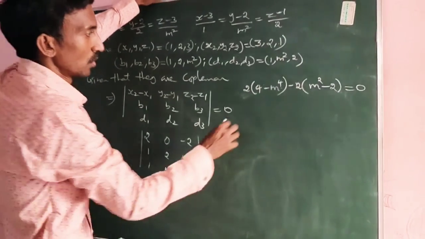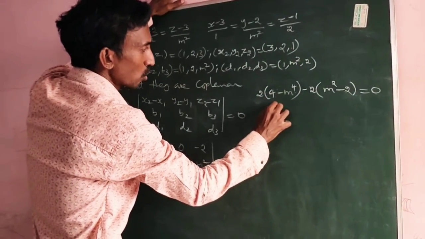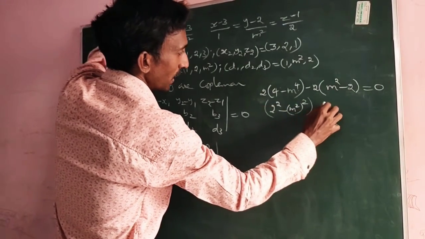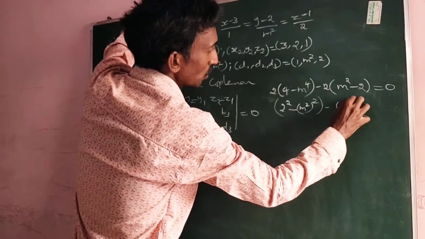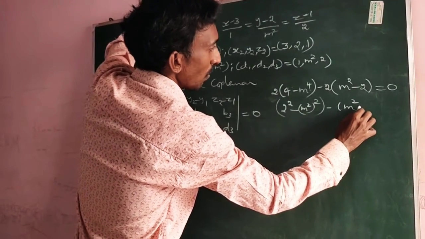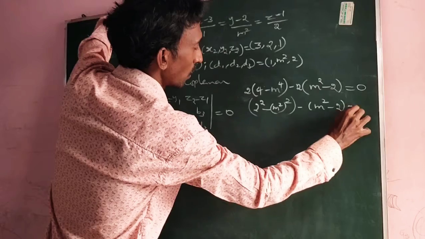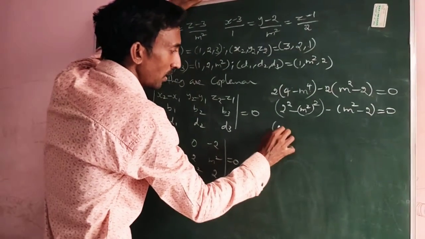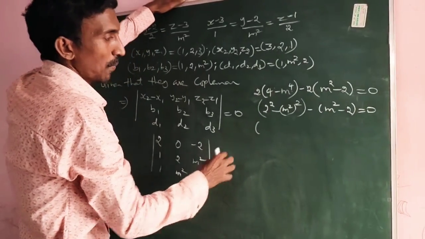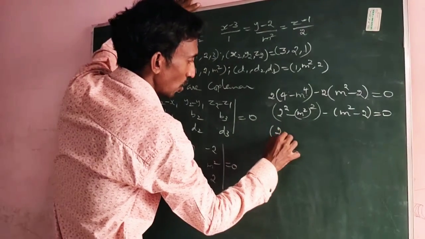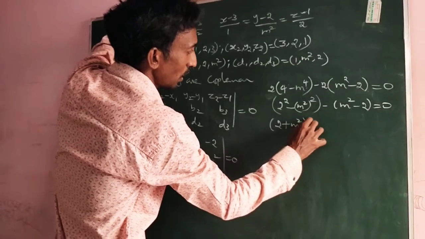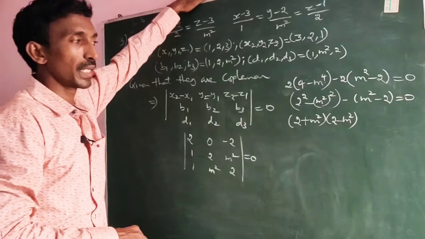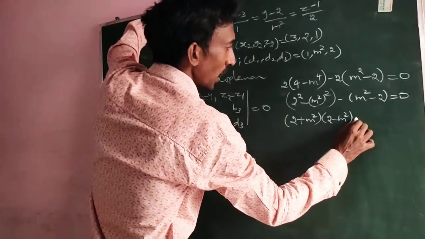2 into, so write this as 2 square minus m square the whole square, minus of m square minus 2 equal to 0. It is of the form a square minus b square, which is nothing but a plus b into a minus b. So 2 plus m square into 2 minus m square, since a square minus b square equals a plus b into a minus b, that formula, okay.